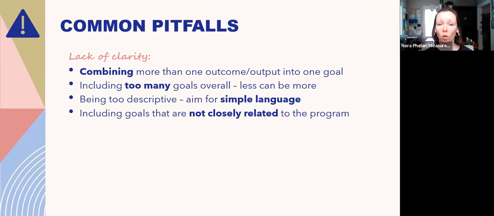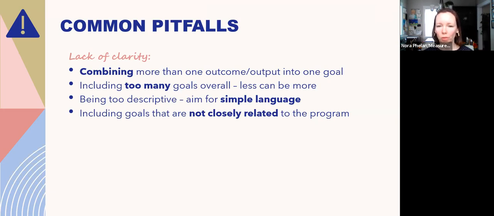Including too many goals overall, less can be more. I've seen some contracts where there are 20 plus goals put into an application, and it can sometimes just muddy the waters. I don't think that's necessarily impressive to a funder. I think that sometimes fewer goals that are really carefully crafted, that really represent what the intention is and what you're hoping to achieve, can be just as impactful as a long list of goals.